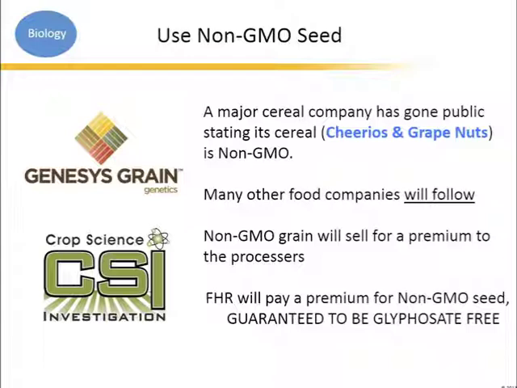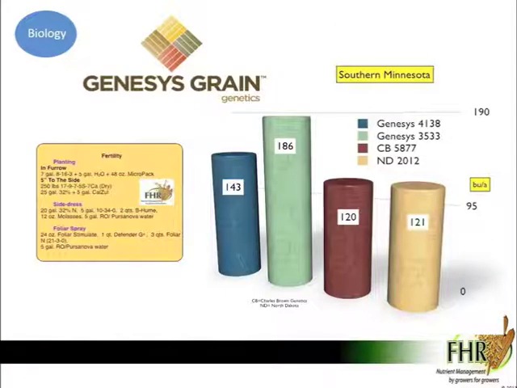Basically, we look at it as growers. We have options. We have the ability to make choices, and as we make these choices, these are things that we want to look at and try to figure out how to tie into this, because there will be, and it's going to keep getting better and better, non-GMO premiums. One of the things, through FHR and partnering with Genesis and CSI, there'll be better premiums from non-GMO seed, and it'll be guaranteed to be glyphosate-free. We've already gotten farms this year that have tested zero glyphosate on non-GMO crops, so that is a big plus.